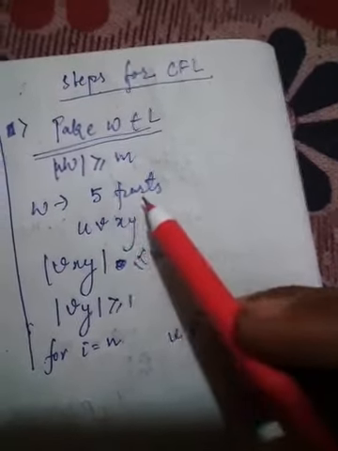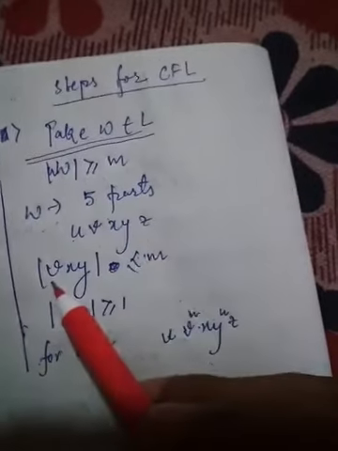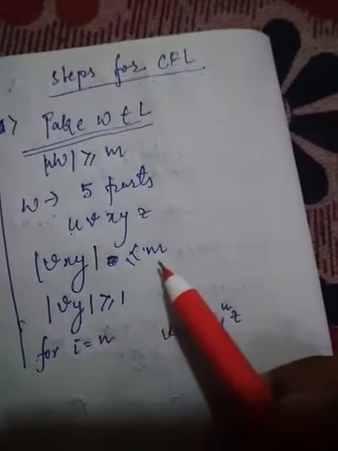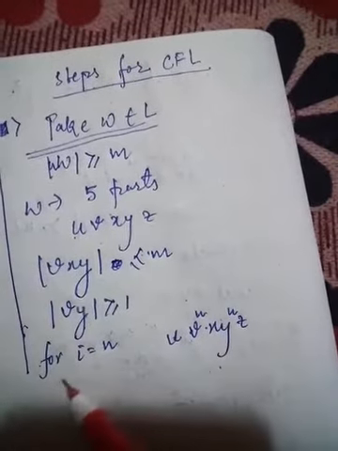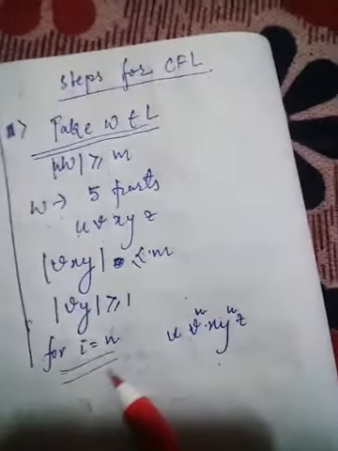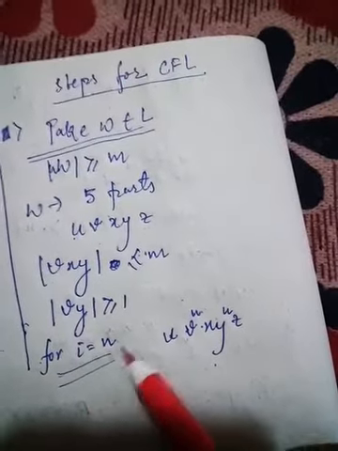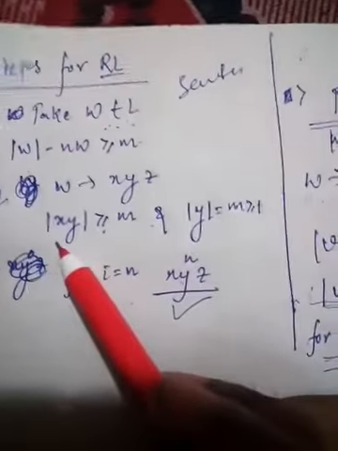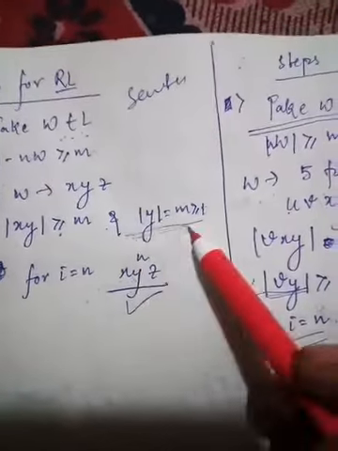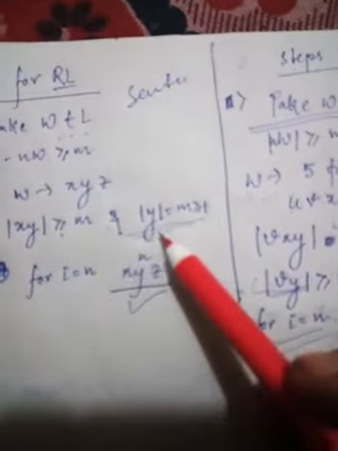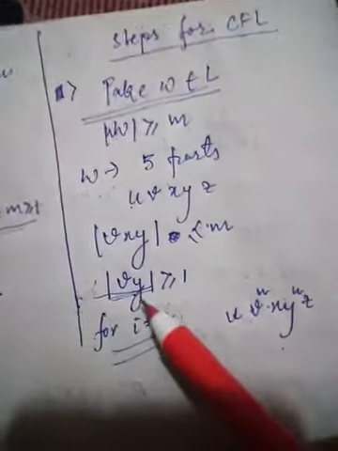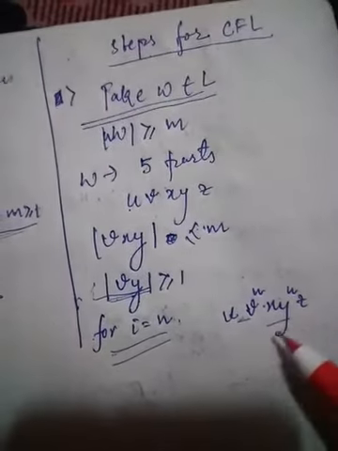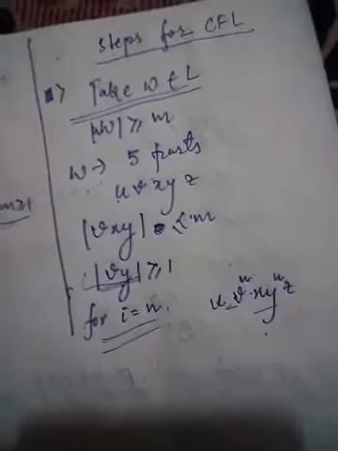So it will be divided into 5 parts, u, v, x, y, z. Now |vxy| will be less than or equal to m, and |vy| is greater or equal to 1. So we will take again the value for i, and it will be applicable to this. In regular language it was applicable on y, but here we are having vy, so it will be applicable on v and y both. So let's see an example.